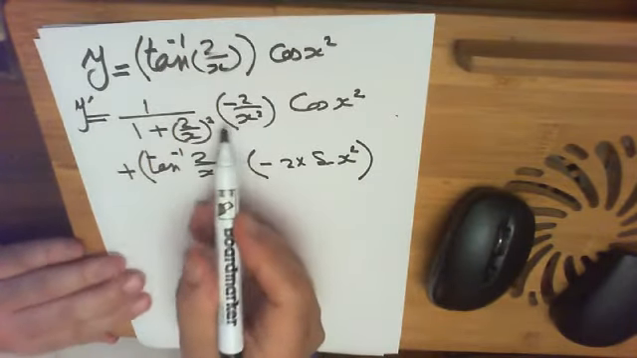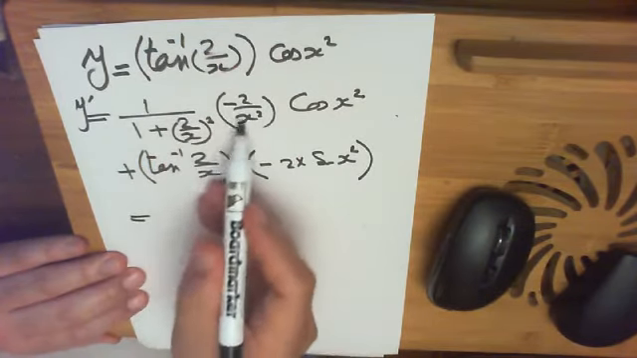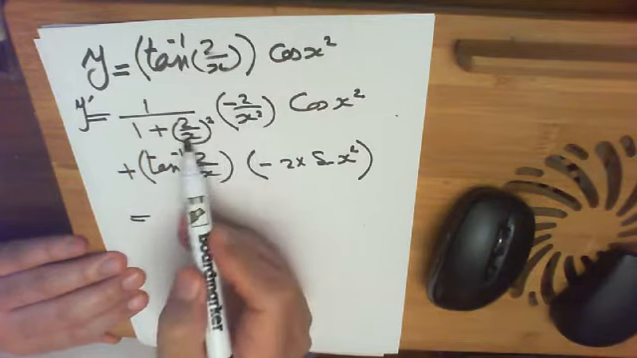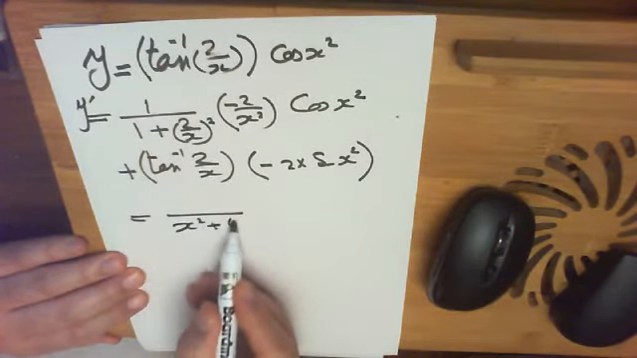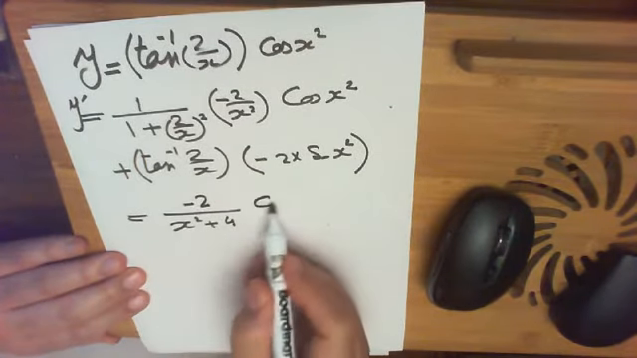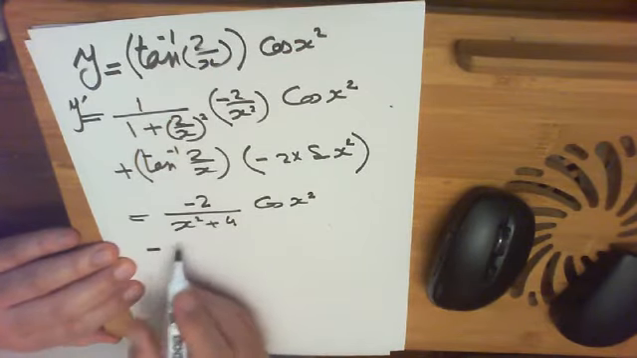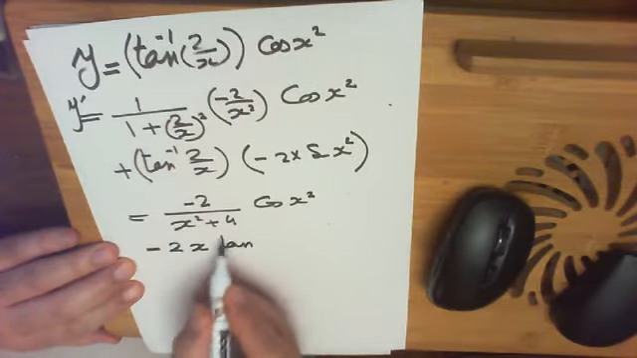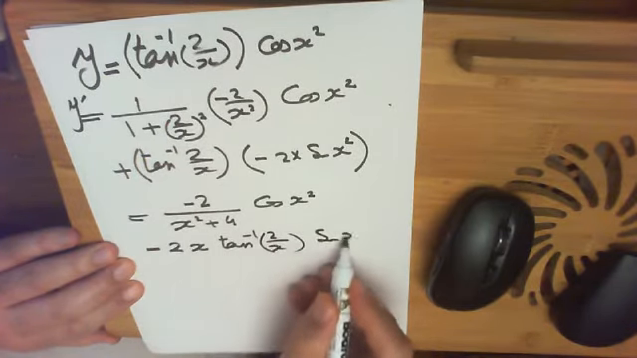Simplify. As you see, this will be 4 over x squared. This will cancel this, and we'll have here x squared. So x squared plus 4 and minus 2 in the numerator, cosine x squared. Here we'll have minus 2x tan minus 1 of 2 over x sine x squared.